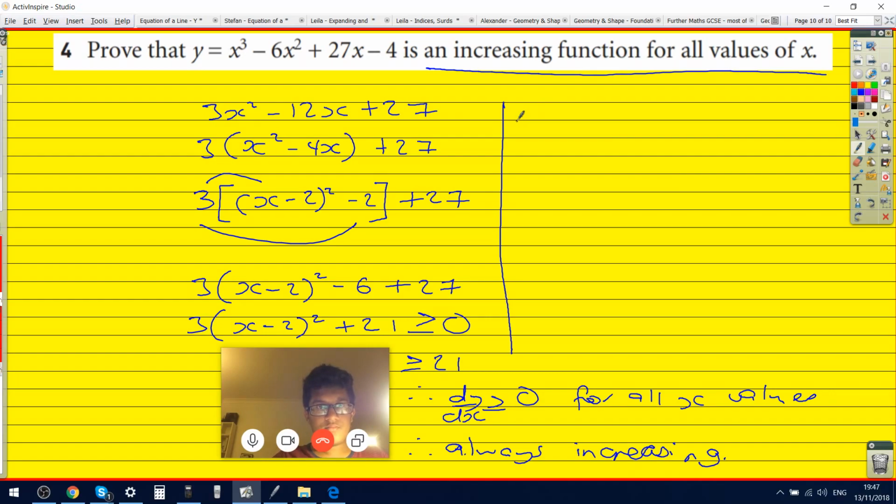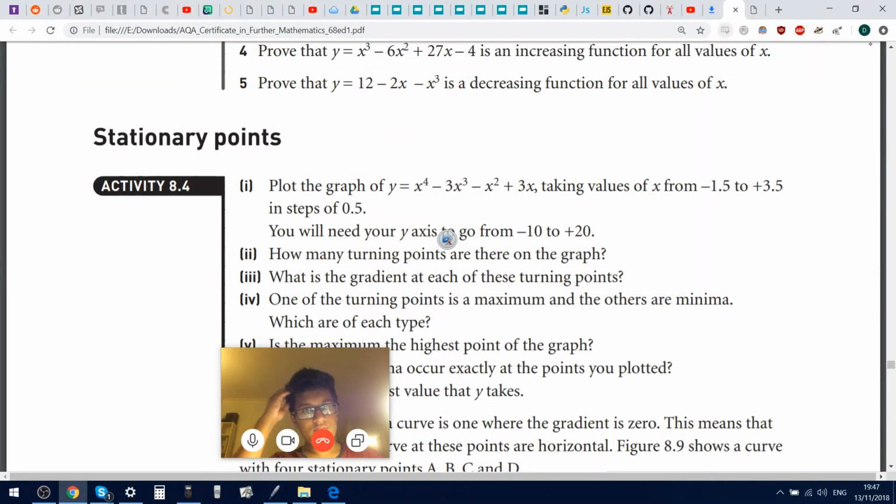The gradient. I think it would have to be, to show that it's always increasing, d squared y by dx squared would always have to be bigger than 0, wouldn't it? Because that's the rate of increase. Yeah. And so you would have to show that 6x minus 12 is always greater than or equal to 0, but that's not what they did.